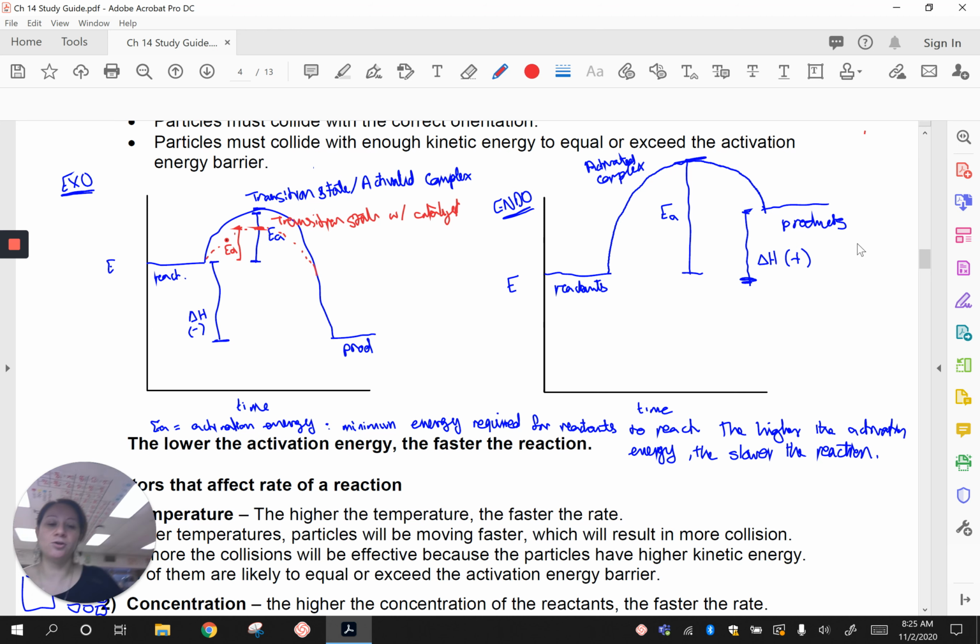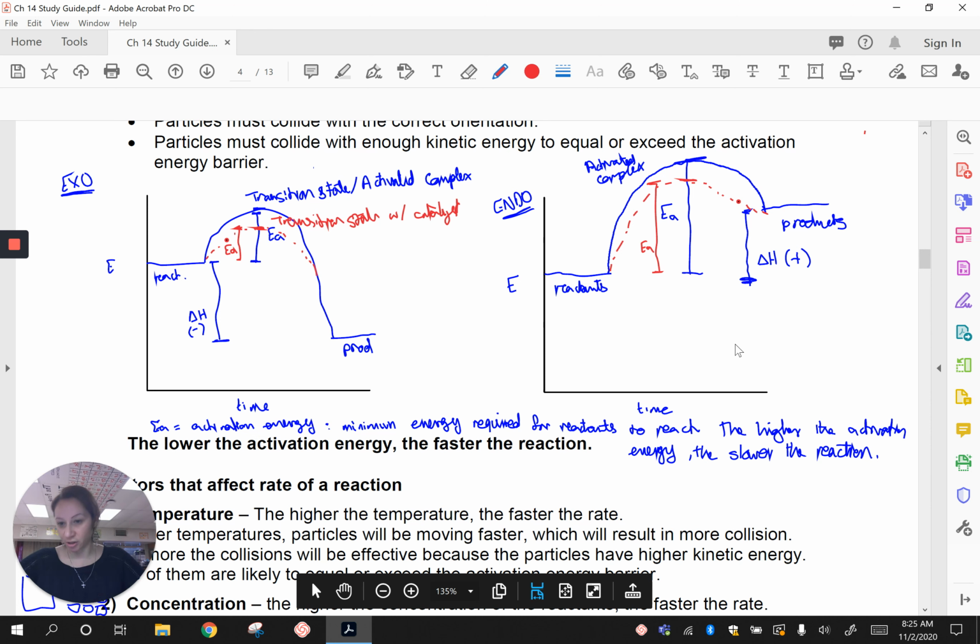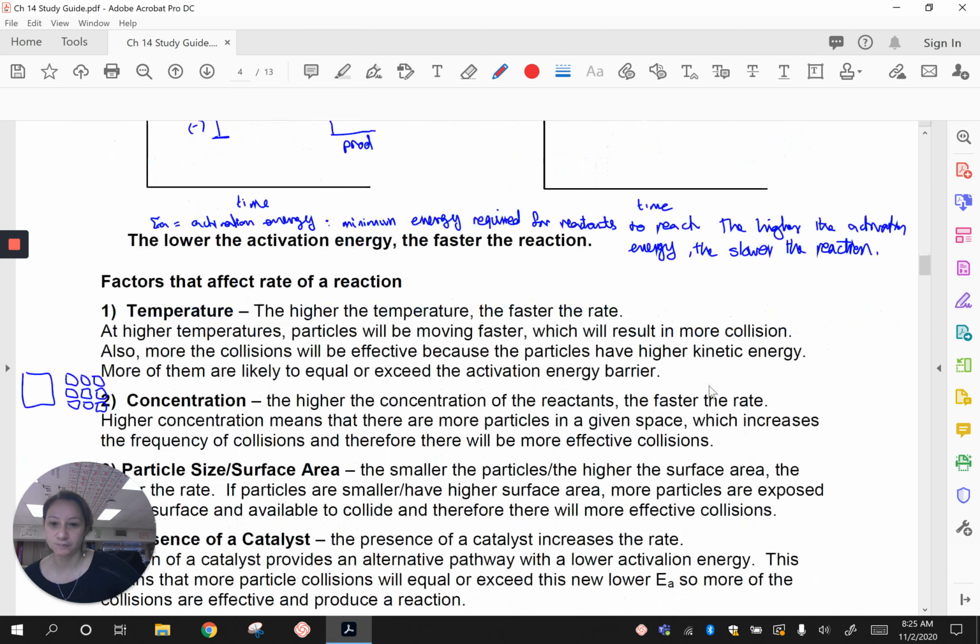Same thing with an endothermic process. So instead of the transition state being so high, maybe it's here. So now this is your new pathway. And so the activation energy is this much compared to the blue one. So again, it changes the pathway, so your transition state is different, and so your activation energy is lower, so more of your collisions that normally would happen would be effective and cause a reaction.